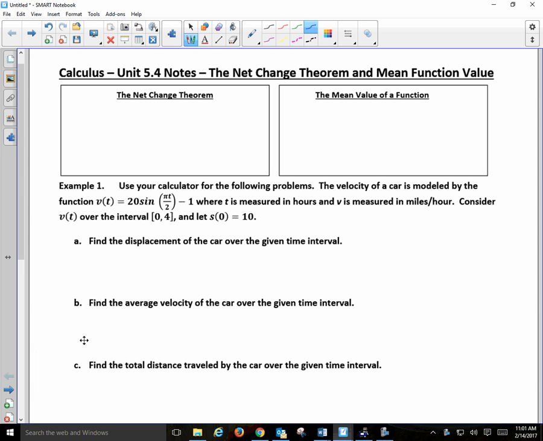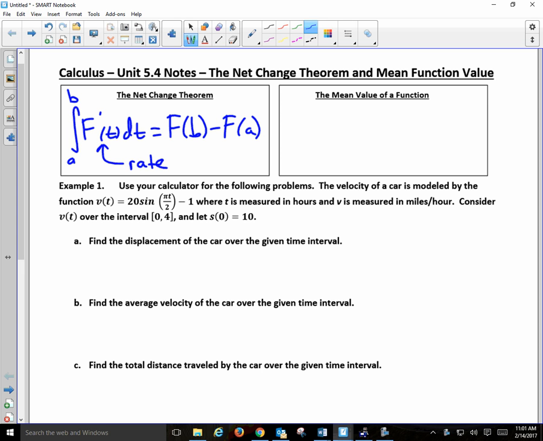Today's major content is looking at the fundamental theorem of calculus in two ways that are useful to us. Number one is the net change theorem, which we learned yesterday: the integral from a to b of F prime of t dt is equal to F of b minus F of a.